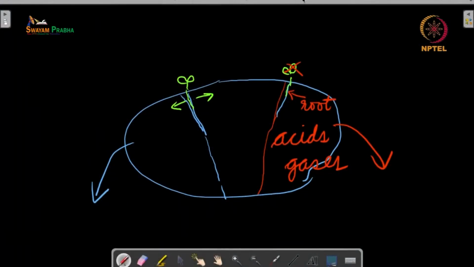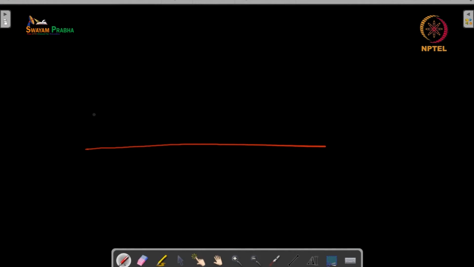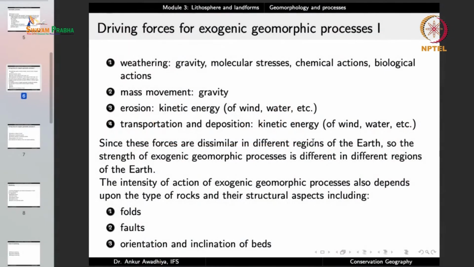So we'll have certain areas where the action is more, and so the amount of denudation will be more. In certain other areas, the action will be less, and so the amount of denudation will be less. Now this also leads to the creation of differential landforms on the planet. So for instance, suppose we began with two hills that are probably of the same size, but one is getting denuded faster. So after a while, you will find that you have a large sized hill and probably a smaller sized hill. And so the exogenic forces also lead to the creation of differential landforms on the planet.